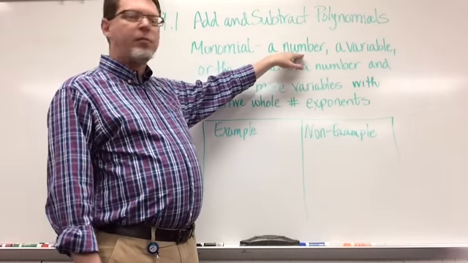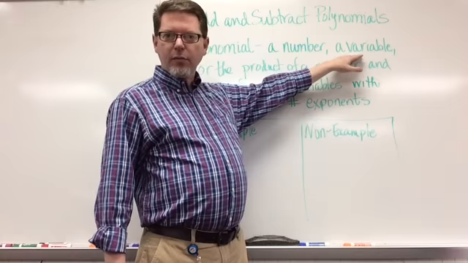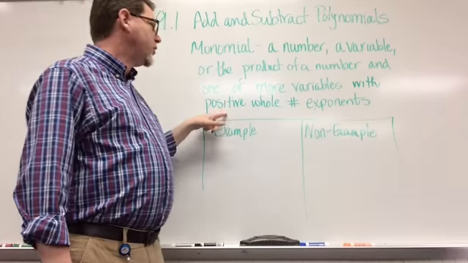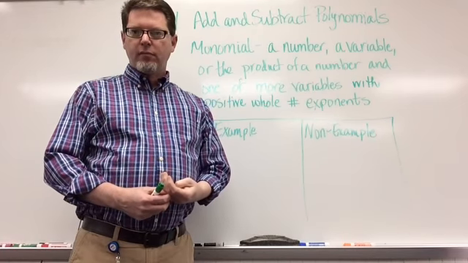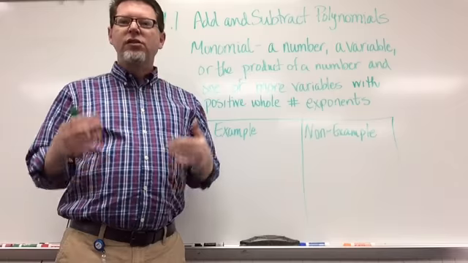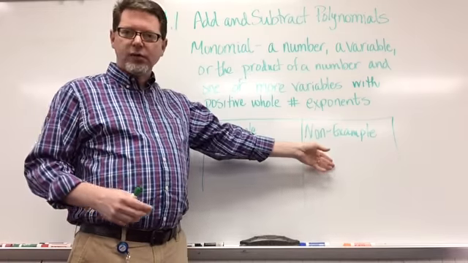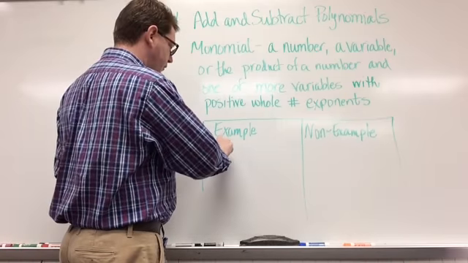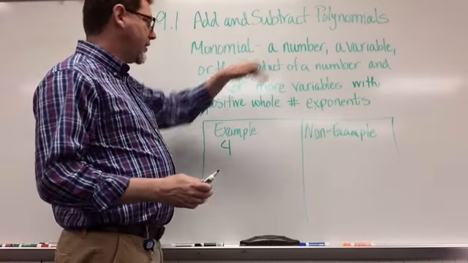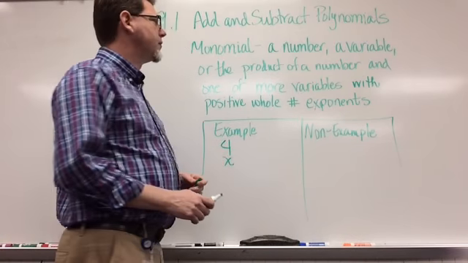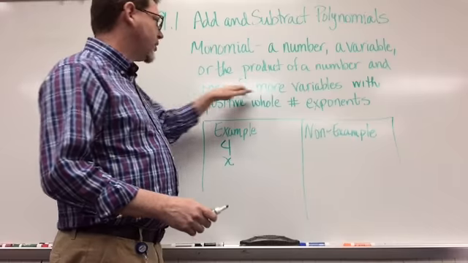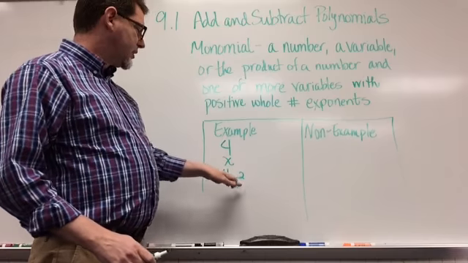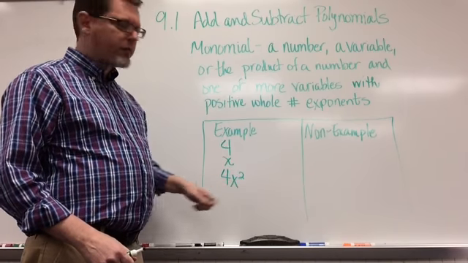A monomial is a number, a variable, or the product of a number and one or more variables with positive whole number exponents. That's a lot of information. So let's look at some examples and some non-examples. But yes, you do need to know what this definition is. An example would be a number 4 or a variable x or the product of a number and one or more variables. We could do 4x squared because it has a positive whole number exponent.